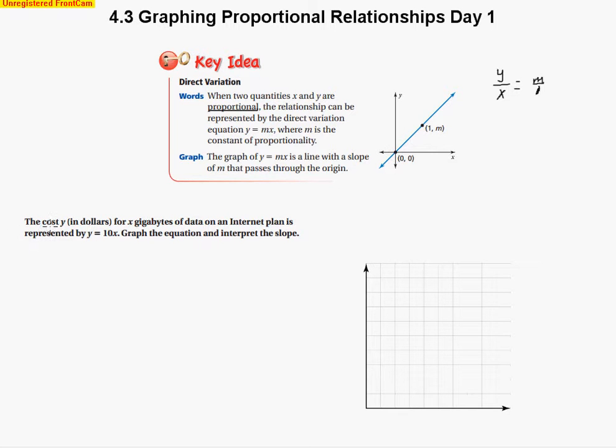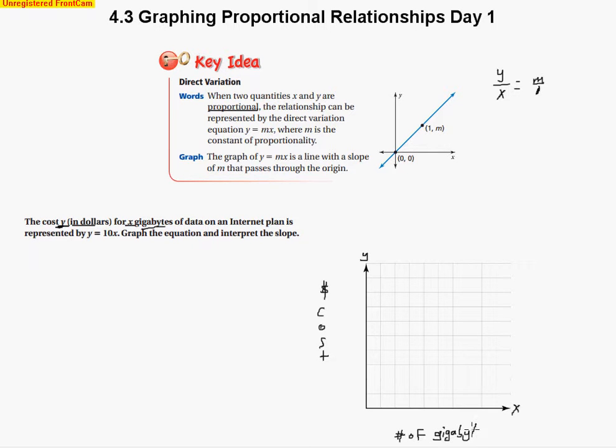It says the cost y in dollars of x gigabytes of data on an internet plan is represented by this equation, y equals 10x. Graph the equation. Notice how they say the cost y. Cost y, okay, that's the y-axis here. And I see that it is in dollars, so I'm going to put a dollar sign there, and I'll write cost going down. So that's my cost. And then over here it says for x gigabytes, so the x-axis is going to be represented by number of gigabytes.